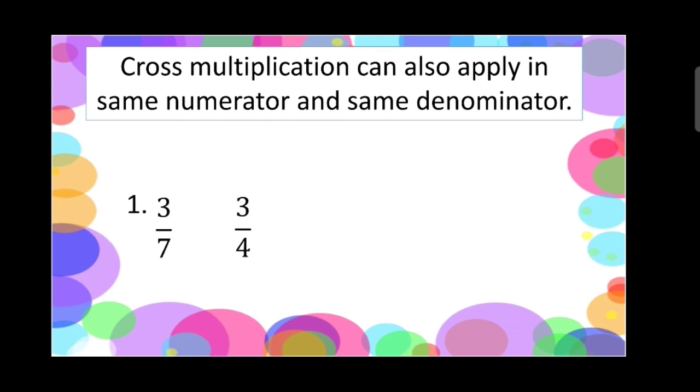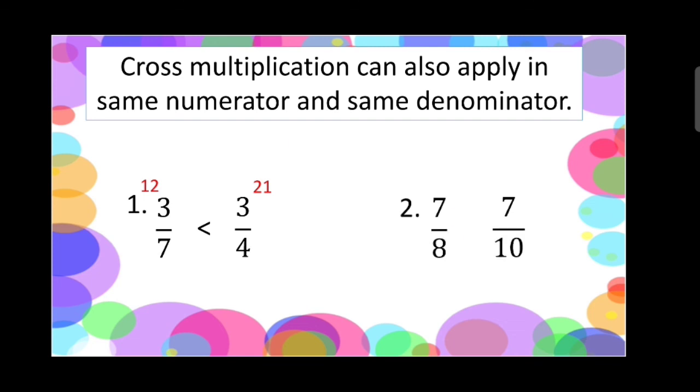So, we do cross multiplication. 7 times 3 is equal to 21. Then 4 times 3 is equal to 12. So, di ba mas mataas si 21 kaysa kay 12. So, we conclude that 3 over 7 is less than 3 over 4.